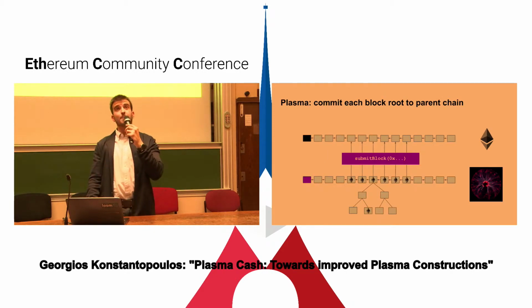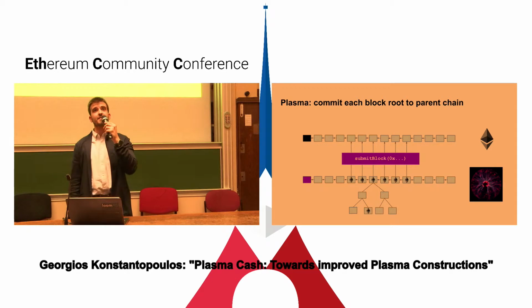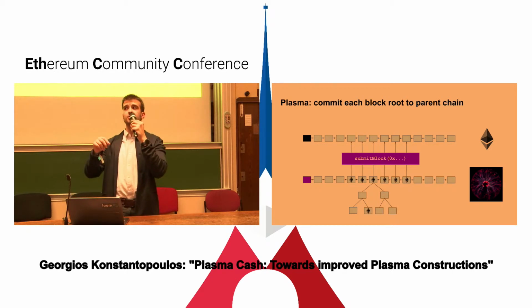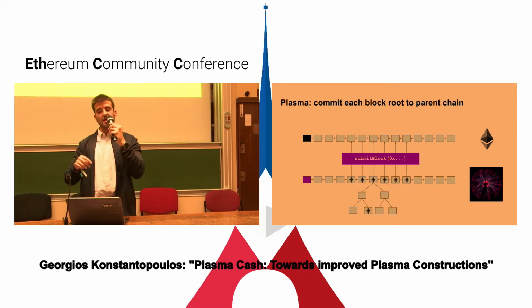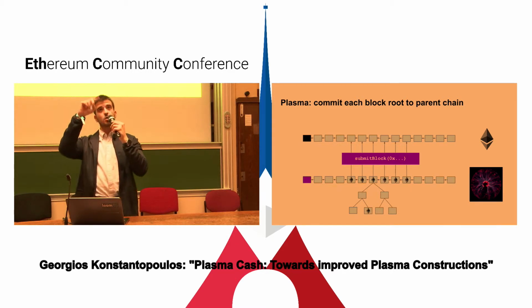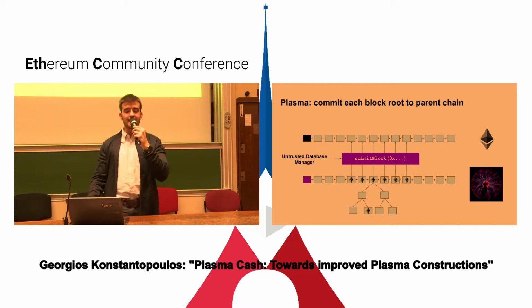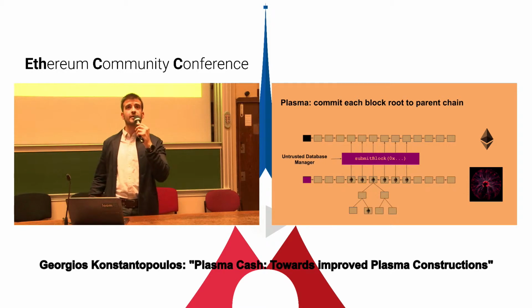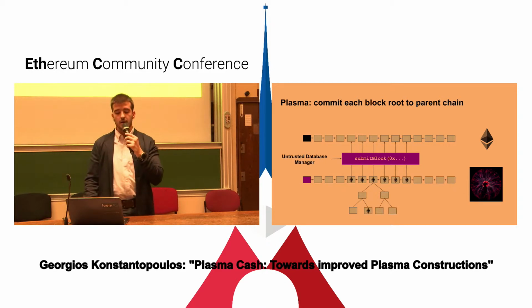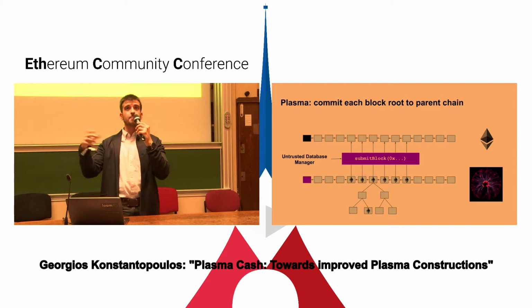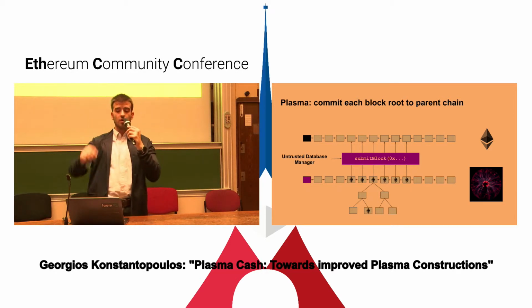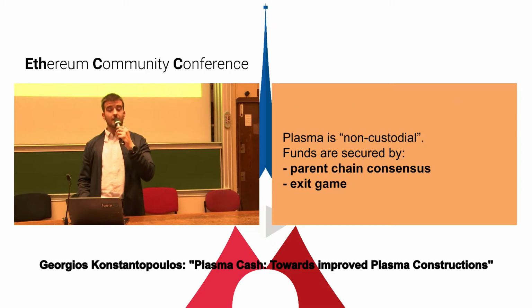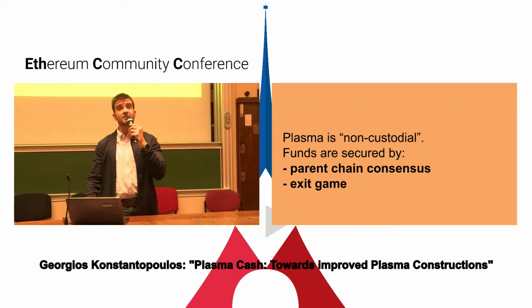So what would we do with Plasma? The solution is that instead of always having to do a burn transaction, every block from the Plasma chain gets committed to the parent chain. This is done by somebody untrusted, basically the database manager of the Plasma chain, usually called the operator in our lingo. The operator produces blocks, takes all your transactions, and commits the Merkle root of the block to the parent chain. So Plasma is non-custodial. The funds are secured by the parent chain.